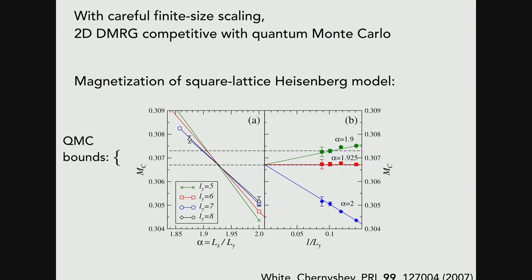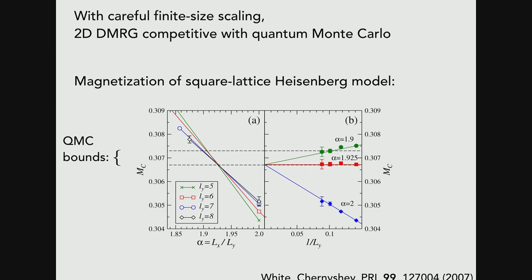This was a nice study from 2007 using this kind of snaking path construction on the square lattice Heisenberg model. They also studied the triangular lattice Heisenberg model and some other models in the same paper. You can see that there had been some prior QMC, quantum Monte Carlo, work trying to estimate the magnetization very precisely, and it had gotten the bounds down to these two dashed lines. But by a very clever combination of 2D DMRG calculations with very clever thinking about finite size scaling and aspect ratios of different rectangular clusters, these two authors were able to extrapolate very precisely and get much better error bars than the prior QMC work.